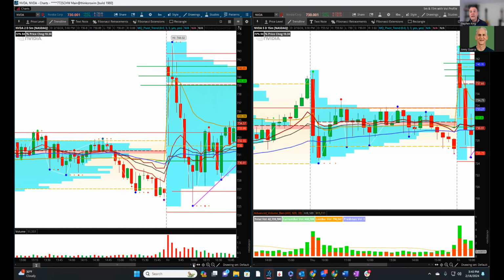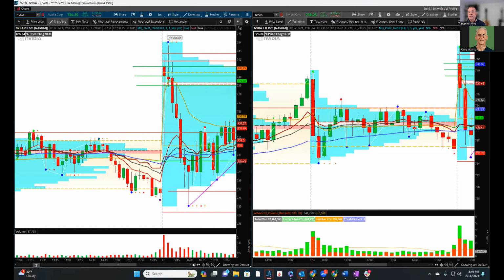Next candle, okay, we're still not moving the way I would want to, right? But we've got a little bit of sideways action. We are holding, right? This candle closed above that line, and this candle closed back above it. Next candle, okay?